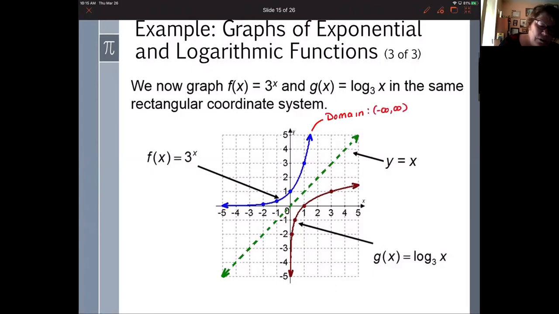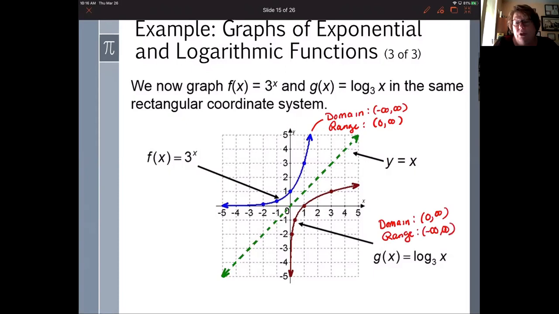But the range, because there is no exponent you can raise a base to and get 0, the range was the set of positive numbers. So if we're interchanging domain and range to get the logarithmic function, because the logarithmic function is the inverse of the exponential, then the logarithmic function's domain is the range of the exponentials, and its range is the domain of the exponential.